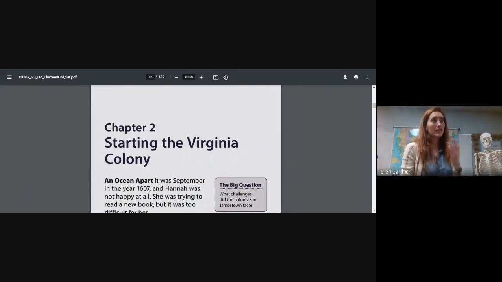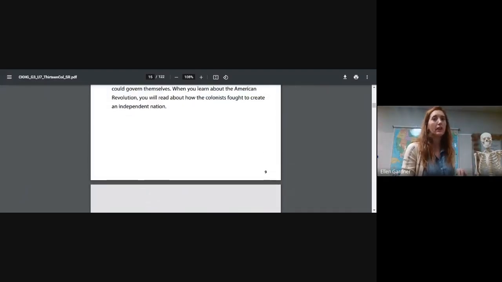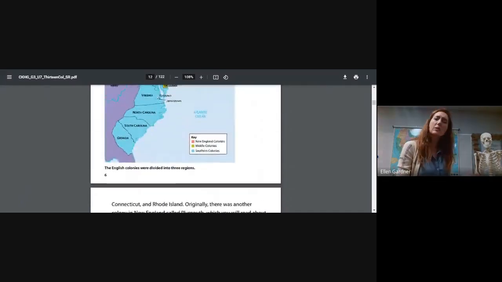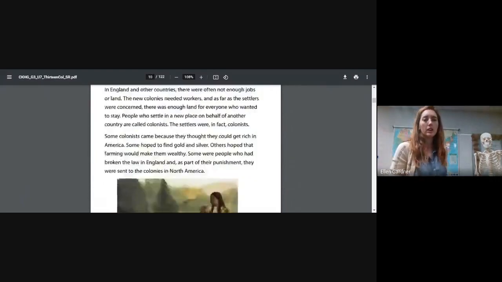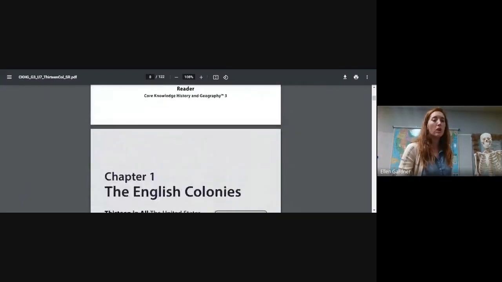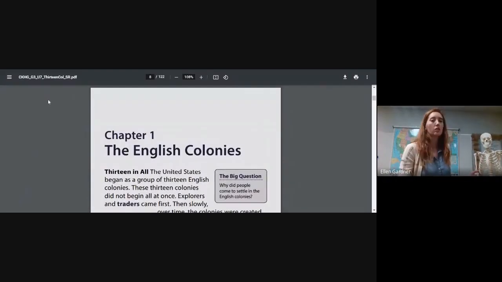Okay, so next week we're going to start on the Virginia colony. We'll get into some depth with each of these main colonies and what was unique about them, how they developed, and so on. That was just an overview of the English colonies in general, though.